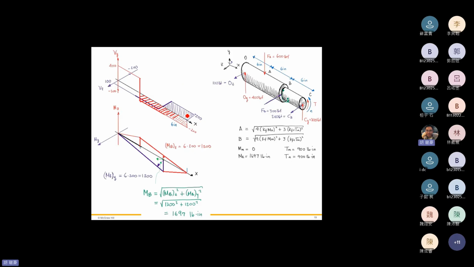Now we can plot its shear and bending moment diagram. We can even plot them in 3D. So we have this shear and bending moment diagram in the y direction and the z direction.